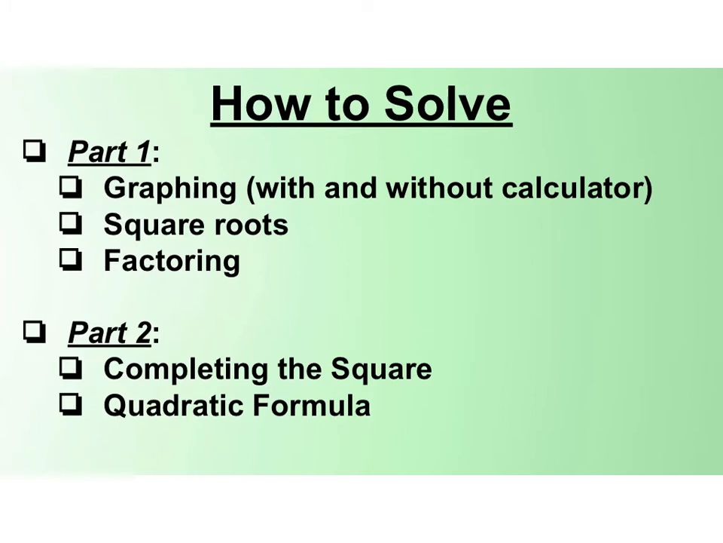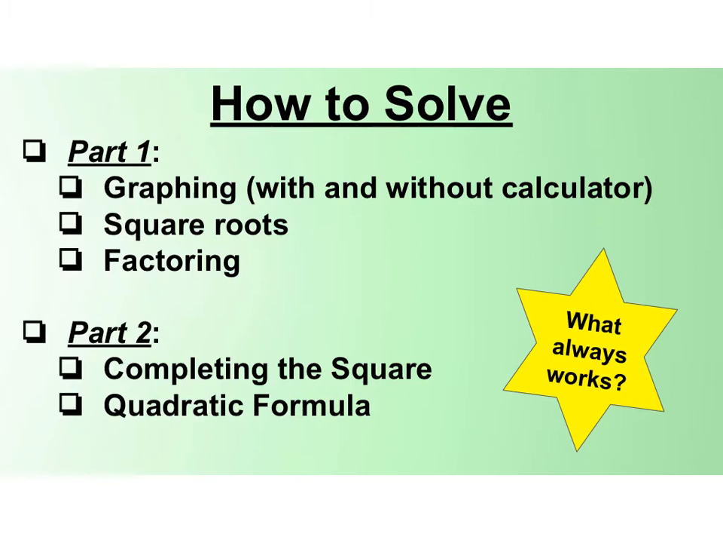So I've grouped these into part 1, which is graphing with and without a calculator, square roots and factoring. That's today's lesson. Then we'll look at completing the square and the quadratic formula. Some of these strategies will work all of the time, some will only work some of the time, but it would be quicker than another method if it's going to work. Graphing will work all the time if you do have a calculator. If you're just graphing by hand on graph paper, you might not come out to an exact answer. Square roots will work some of the time, and we'll look at when that's going to happen. Factoring will work sometimes. Not everything is factorable. Completing the square will always work, and the quadratic formula will always work.